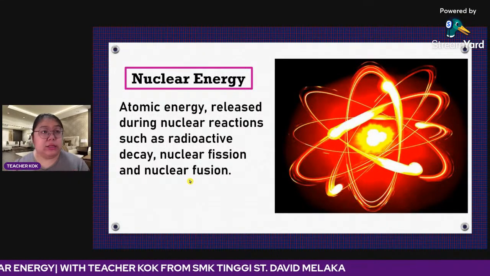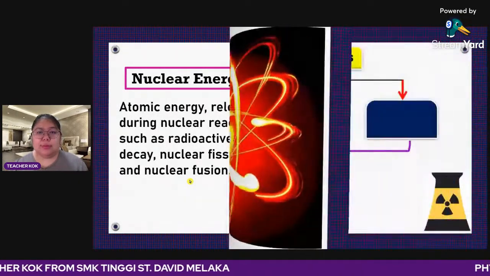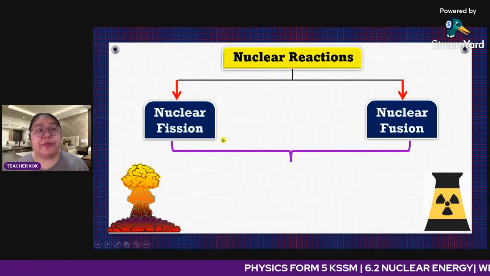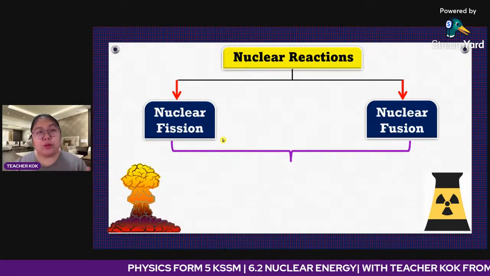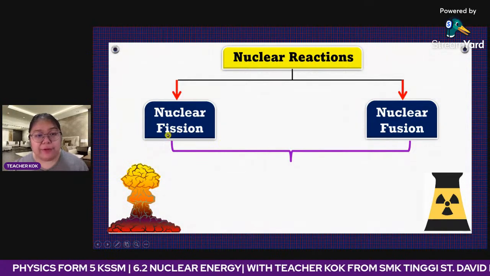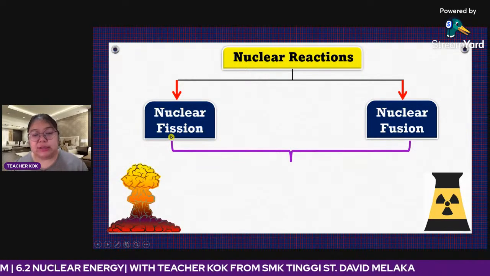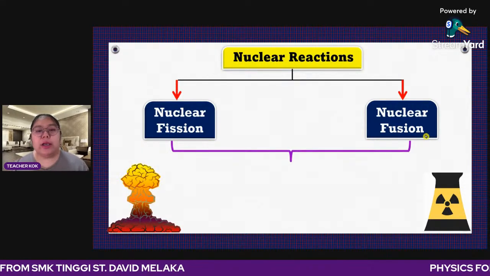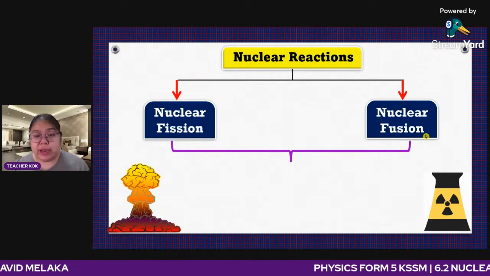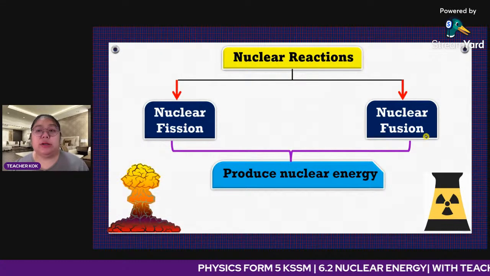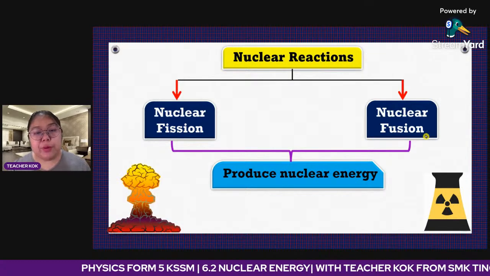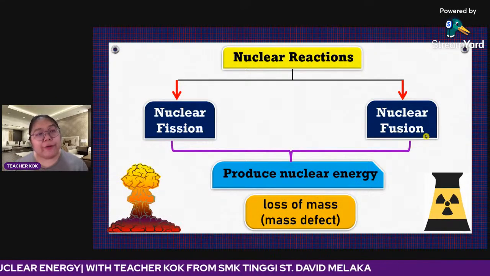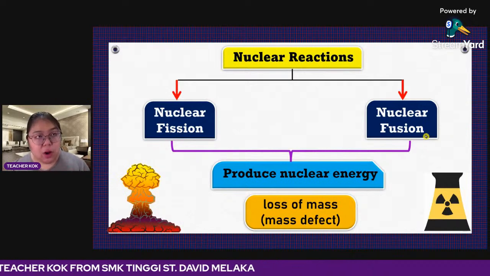Let's see what these two processes are. Nuclear reactions are separated into two. First one, nuclear fission. Remember the names, the spelling is almost the same, but be careful. This one is double S, fission. This one we call nuclear fusion. What is the similarity for these two processes? They produce nuclear energy. When they do the process, they will surely produce nuclear energy. The next one is loss of mass. After the process, they will surely lose mass.